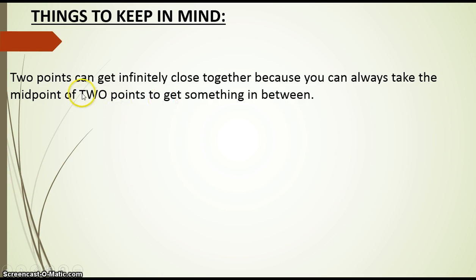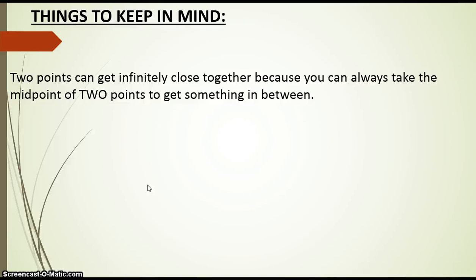So things to keep in mind. Two points can get infinitely close together because you can always take the midpoint of two points to get something smaller or something in between. The point is that you have two points. If you're finding the midpoint over and over again, there's always a middle between two points.